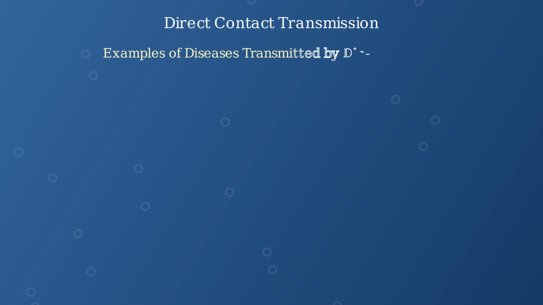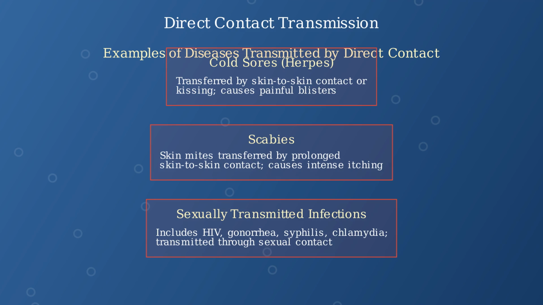Several diseases spread through direct contact. Cold sores caused by the herpes virus can spread through skin contact or kissing. Scabies is caused by tiny mites that transfer during prolonged skin contact. Many sexually transmitted infections require intimate contact for transmission.